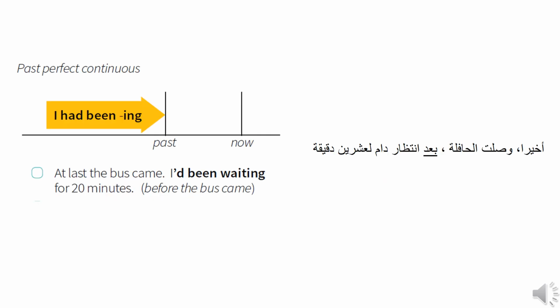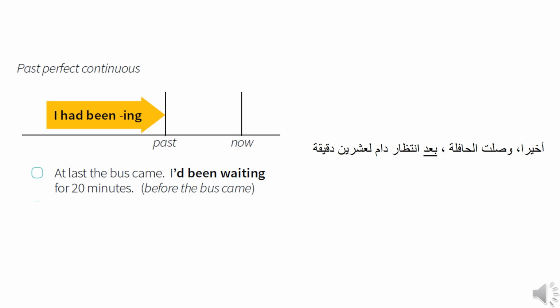What about the past perfect continuous? Here we have the tense past and the aspect perfect and continuous. Please check with me the timeline here. You can see that we have two different specific points, which are the past and now. And by considering the example, at last the bus came. I'd been waiting for 20 minutes. So before the bus came, I'd been waiting for 20 minutes.